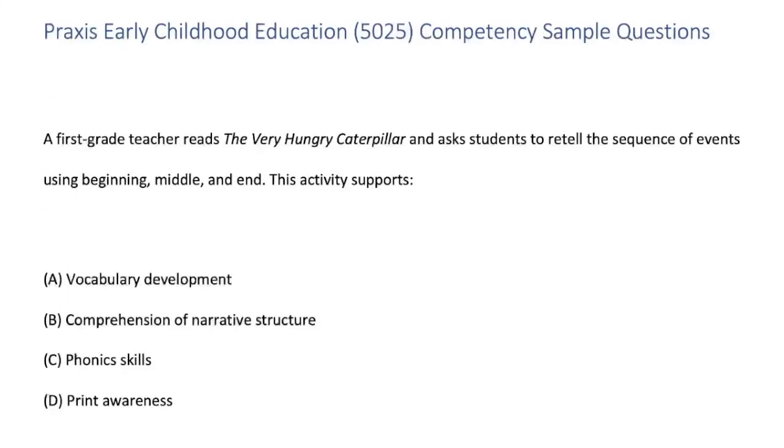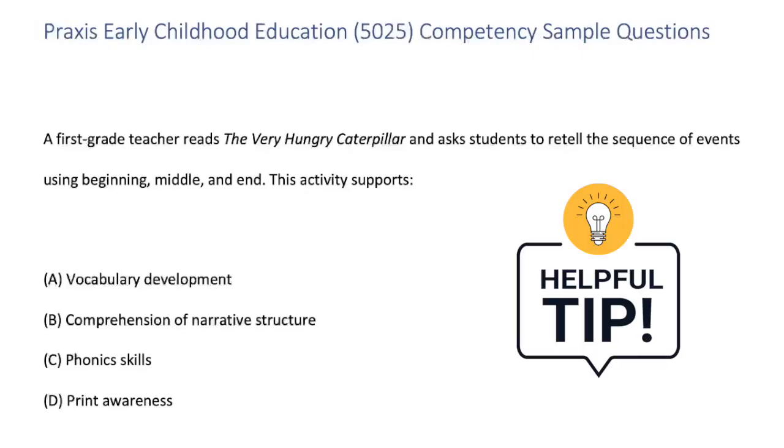A first grade teacher reads The Very Hungry Caterpillar and asks students to retell the sequence of events using beginning, middle, and end. This activity supports A. Vocabulary development, B. Comprehension of narrative structure, C. Phonics skills, or D. Print awareness. One tip with a question like this: when questions are referring to story retelling, sequence, or plot structure, comprehension is going to be the focus.